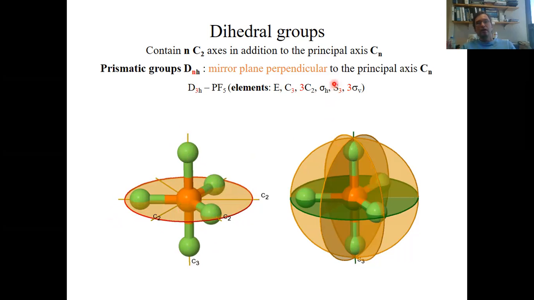So now we must also have an S3, as well as 3 sigma v's. The S3 you see here actually stands where the C3 is. You see here the mirror plane associated with the improper rotational axis, which stands perpendicular to the improper rotational axis. And you see in addition here the 3 vertical mirror planes. This is the first one here. This is the second one. And this is the third one. You see that the 3 vertical mirror planes go through the 3 equatorial phosphorus-fluorine bonds. This one here goes through this phosphorus-fluorine bond. This one here goes through this phosphorus-fluorine bond. And this one here goes through this phosphorus-fluorine bond.